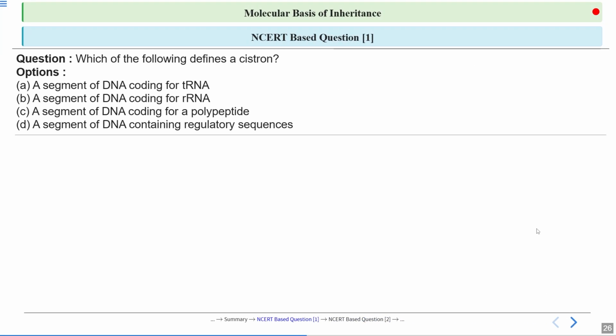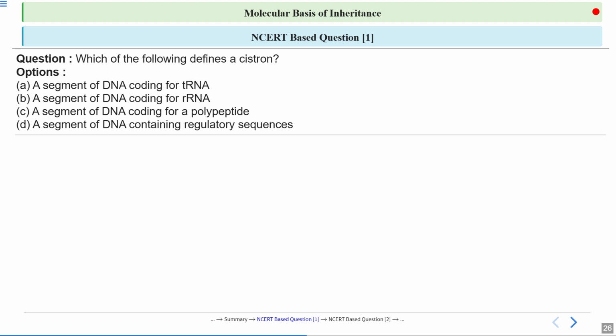Now we will see some NCERT based questions. So first question says what? Which of the following defines a cistron? Options are a segment of DNA which is coding for tRNA, a segment of DNA which is coding for rRNA, or a segment of DNA which is coding for a polypeptide. And last, a segment of DNA which is containing the regulatory sequence.